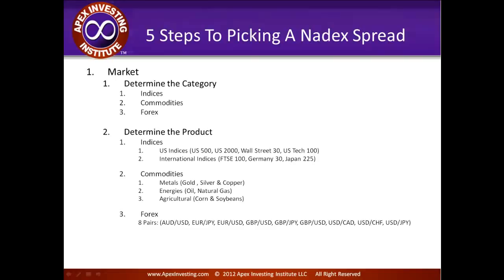If you choose that you want to trade the commodities, you have metals, energies, and agriculturals. On the metals, you can trade gold, silver, or copper. On energies, you can trade oil or natural gas. On agricultural, you can trade corn and soybeans. If the category you chose was Forex, you have 8 different Forex pairs to choose from. You can trade the Aussie dollar, the Euro yen, the Euro dollar, the pound dollar, the pound yen, the pound dollar, US Canadian, US franc, and the US yen.